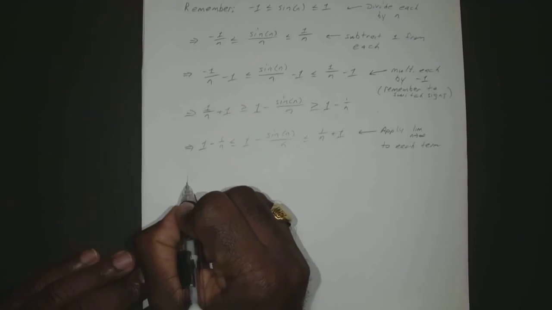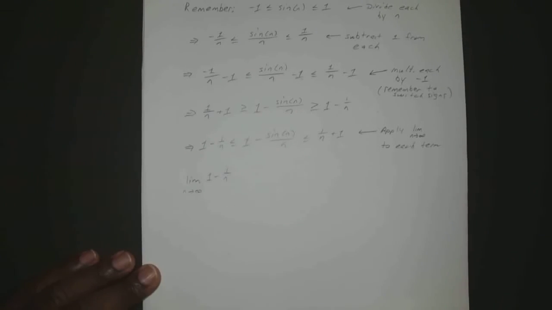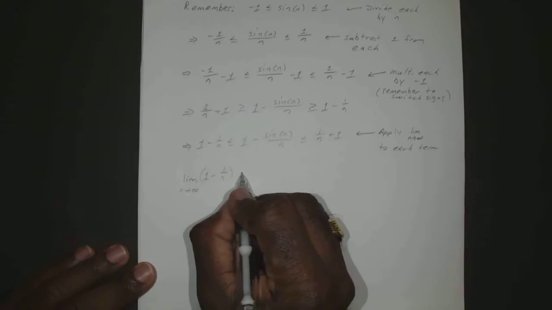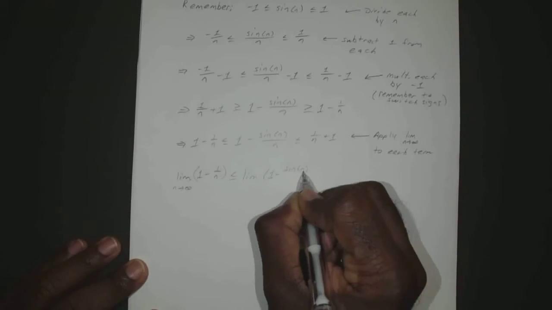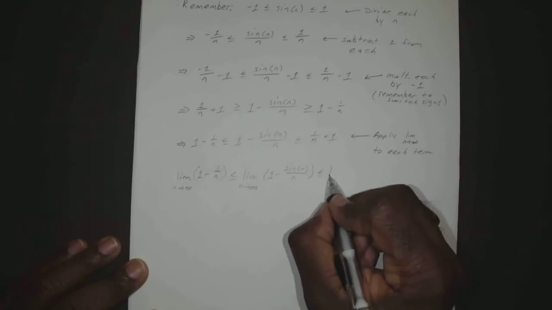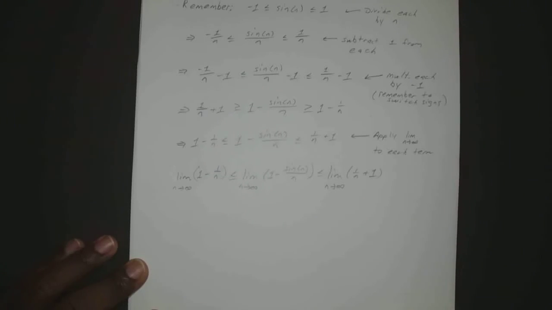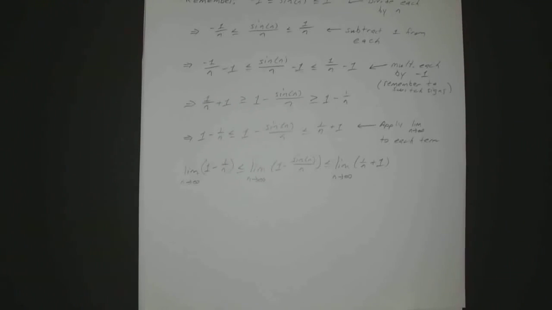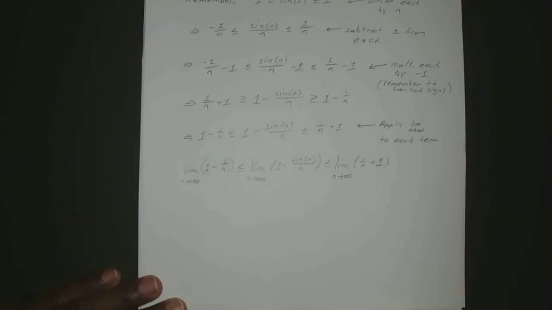Okay, so we have the limit of 1 minus 1 over n as n approaches infinity, which is less than or equal to the limit of 1 minus sine of n over n as n approaches infinity, which is less than or equal to the limit of 1 over n plus 1 as n approaches infinity. We know if we find the limit of each one of those terms, the limit of a constant is just a constant, and the limit of a constant divided by n, as n is getting bigger, will get close to zero, or approach zero.